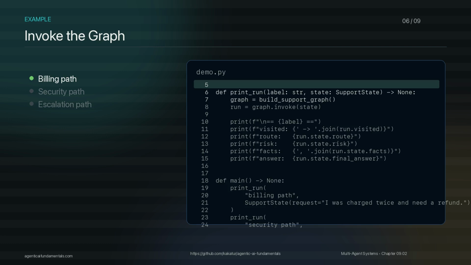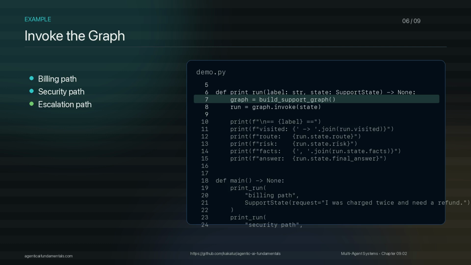Now run the demo. The billing request visits classify, retrieve policy, draft response, review risk, and finalize. The route is billing, the risk is 0, and the final answer includes the facts used. The security request follows the same structure, but writes a security route and an MFA reset fact. The escalation case is the branch to watch. Urgent enterprise language raises risk, so the conditional edge sends the workflow to escalate instead of finalize. The visited path tells us exactly what happened.